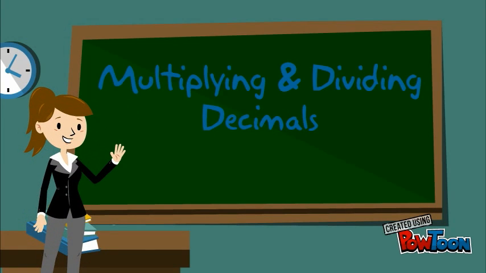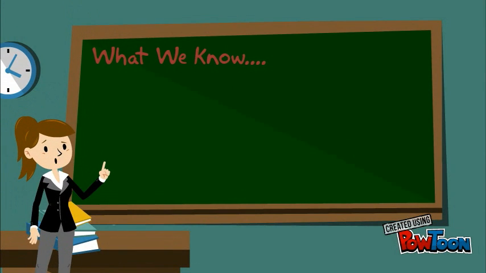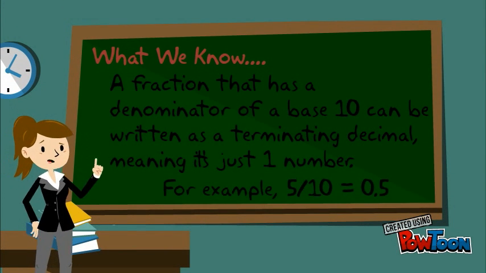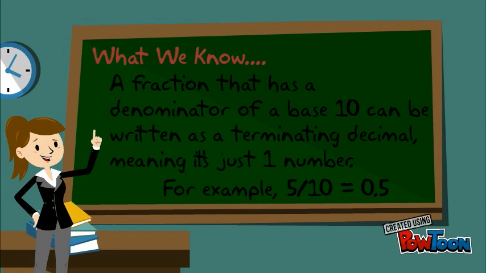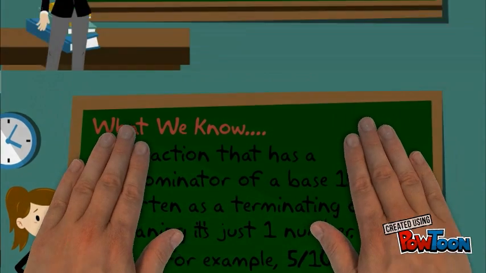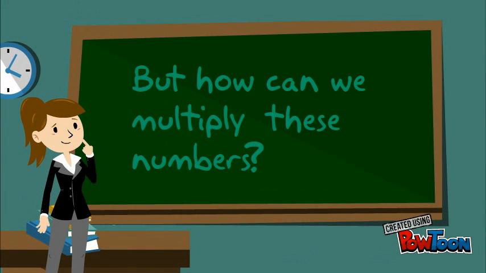Today, we are going to be learning about multiplying and dividing decimals. So what we already know is that a fraction that has a denominator of base 10 can be written as a terminating decimal, meaning that it is just one number, like 5/10 equals 0.5. But how can we multiply these numbers?